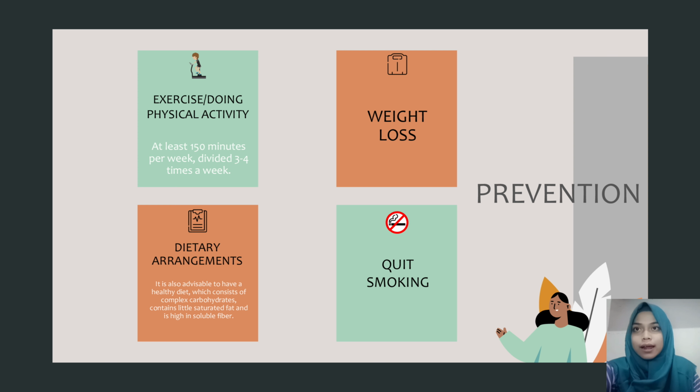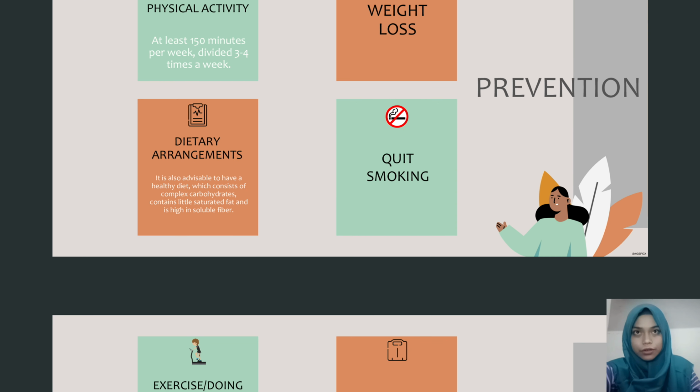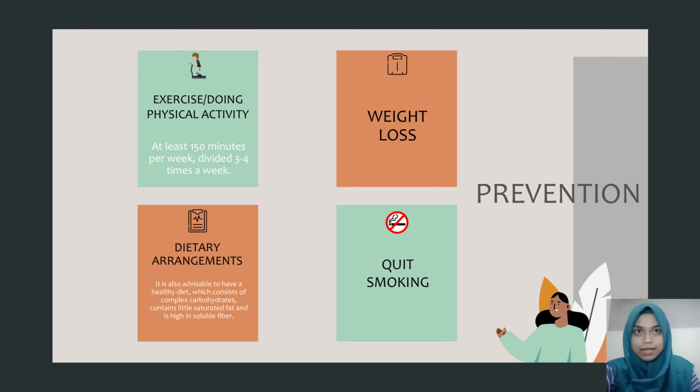The second is weight loss. Based on an analysis of a group of people with intensive lifestyle change, diabetes prevention was most closely associated with weight loss. According to the research, 5 to 10% weight loss can prevent or slow down the emergence of type 2 diabetes.